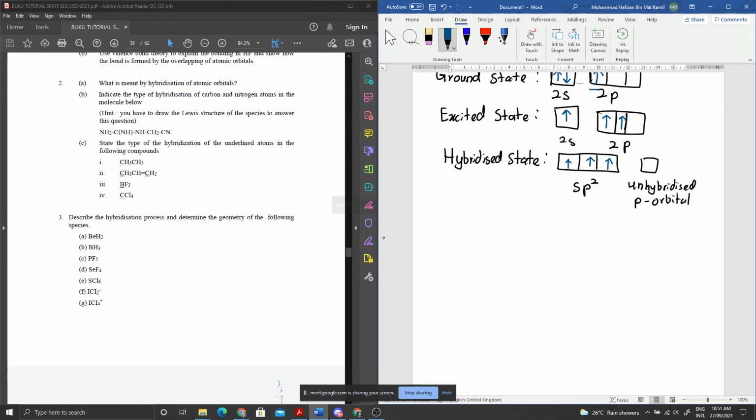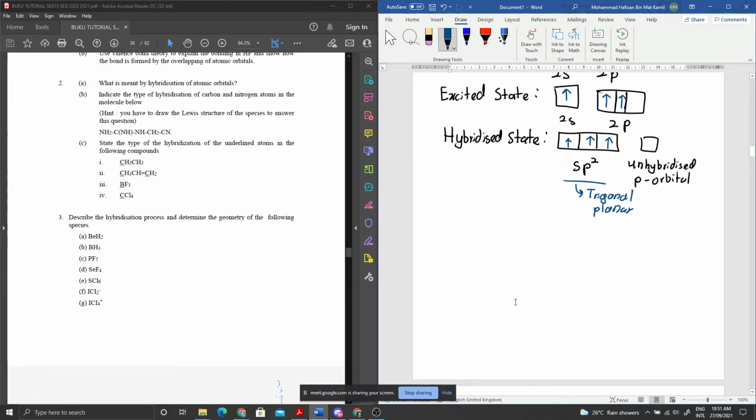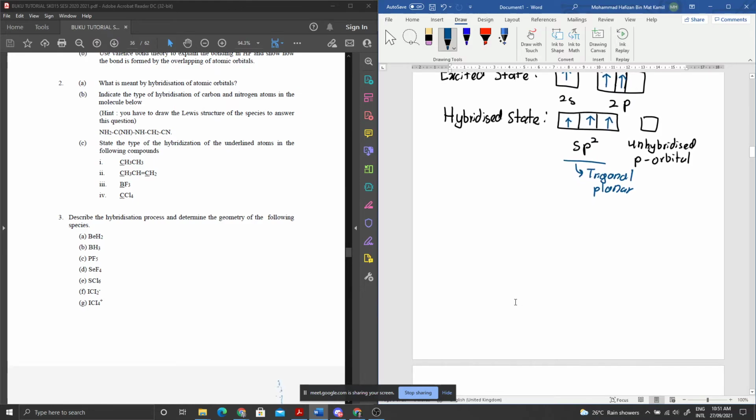So even though you tahu, because you tahu kan, the sp2 ke sp ke semua dia akan jadi a basic shape. So sp2 you dah tahu dia akan jadi trigonal planar, right? Tapi cara untuk determine the geometry, the soalan dia suruh determine the geometry, yes you kan boleh tulis, tapi untuk full mark you have to show the orbital overlap. So macam mana nak show the orbital overlap?